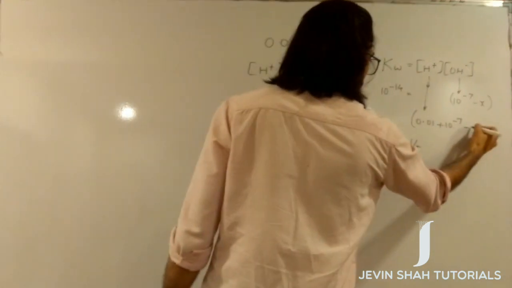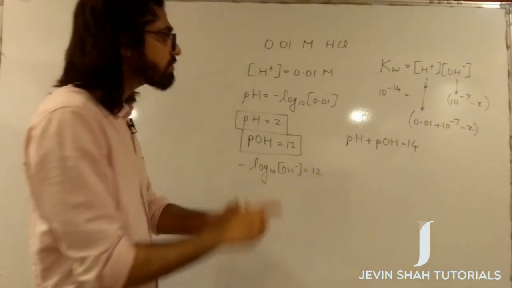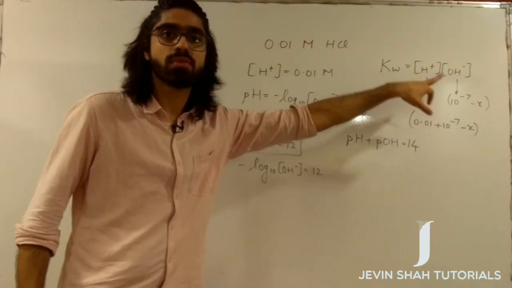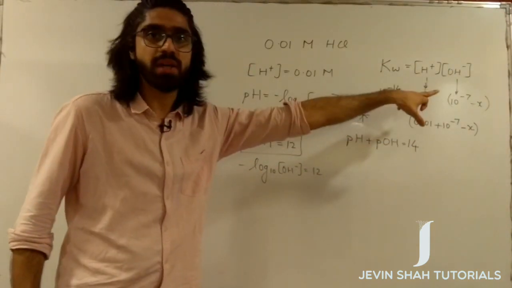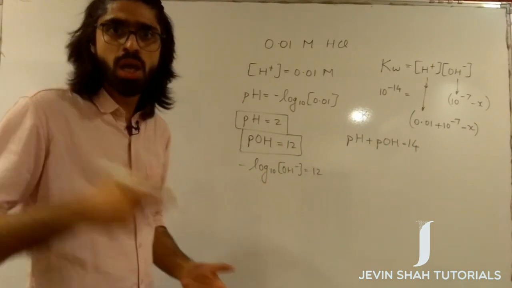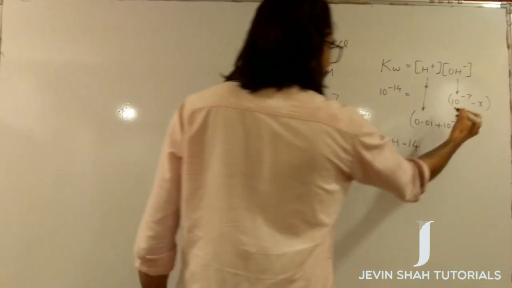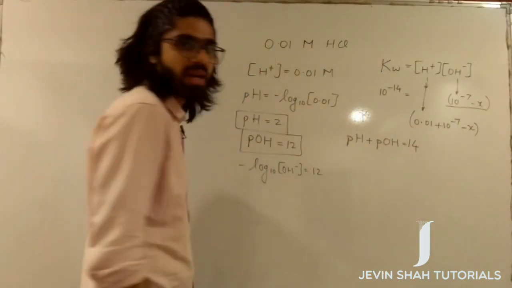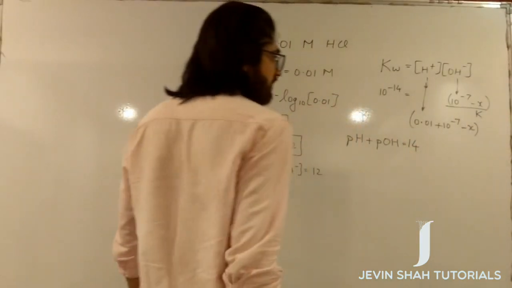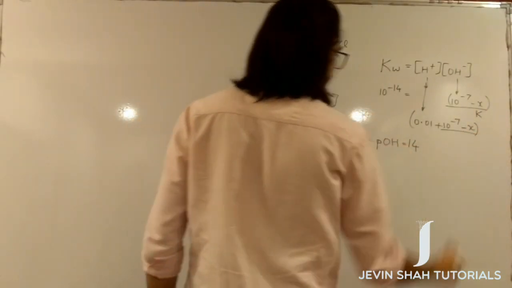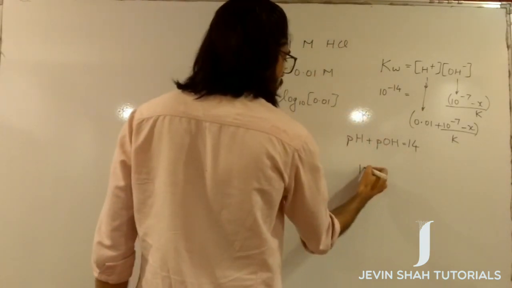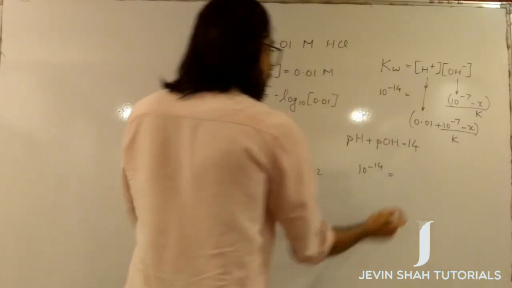So minus X will happen over here as well. And at equilibrium, these are the final number of moles that I have of H plus and OH minus, and what you need to find is the final OH minus ion concentration. The OH minus ion concentration is 10 to the power minus 7 minus X, call it K. So the OH minus ion concentration is K, and this term 10 to the power minus 7 minus X will also be K. So I have 10 to the power minus 14, because this will never change.